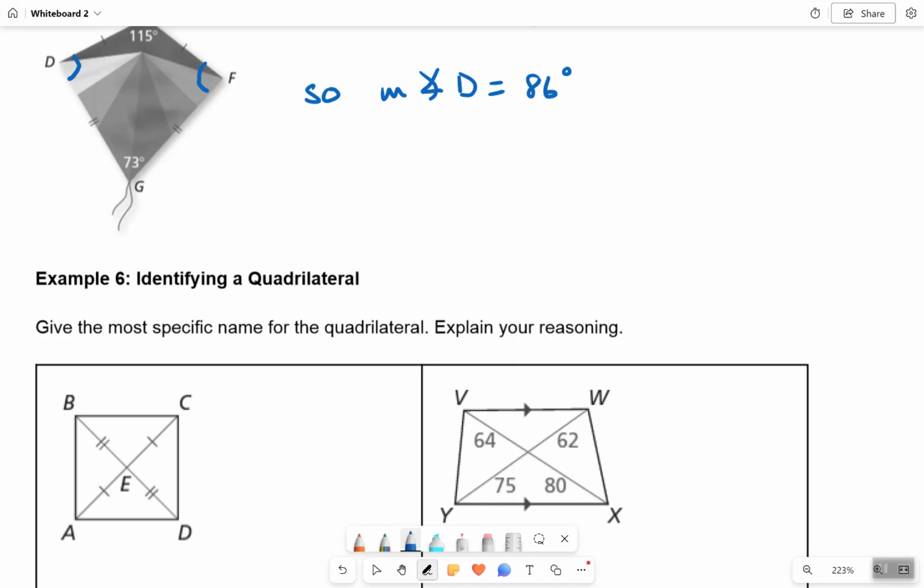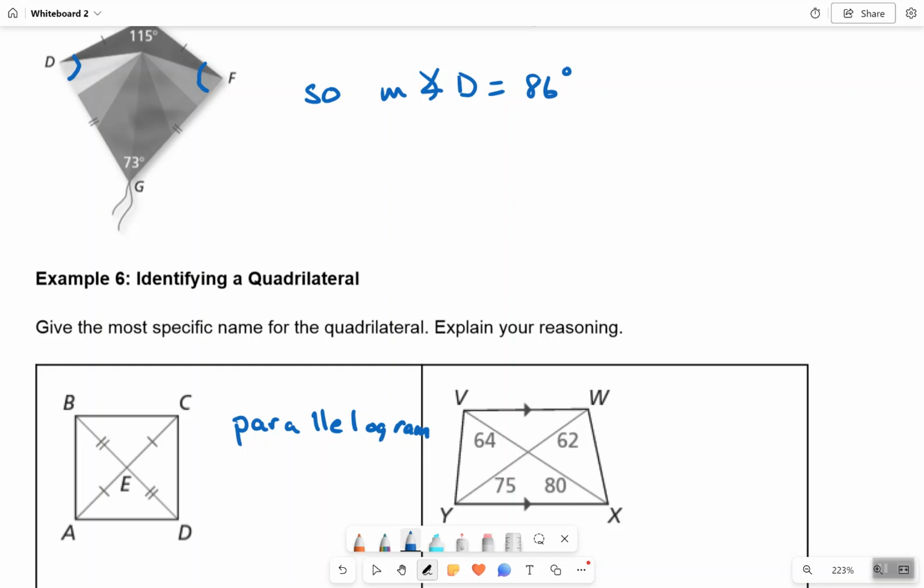Okay. But do those diagonals cut each other in half? They do. And the only kind of thing that I can say here now is this could be a parallelogram.